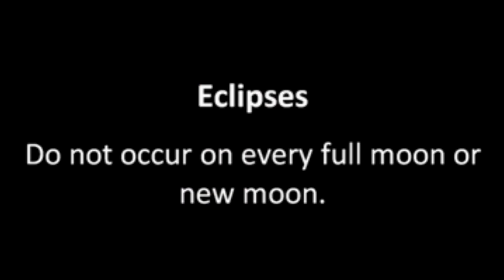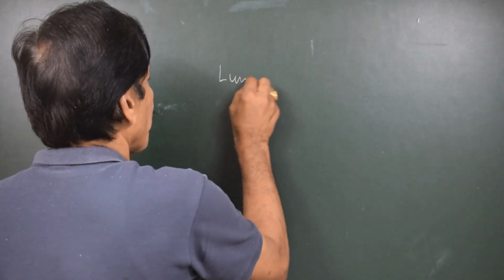Sometimes they ask why on every full moon there is no lunar eclipse and why on every new moon there is no solar eclipse. That means we do not have eclipses occurring on every full moon and new moon. There are a limited number of eclipses which can happen in a certain year. Right. So first let's talk about the lunar eclipse.